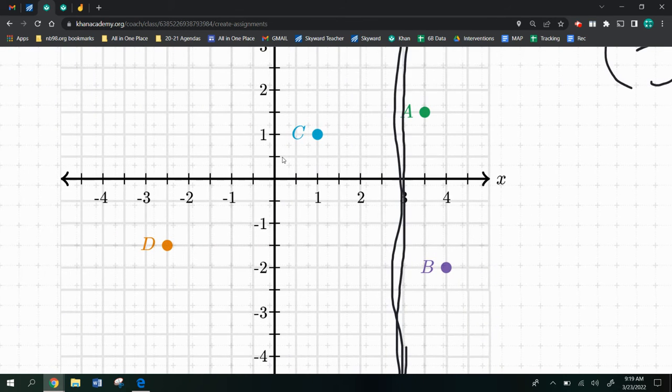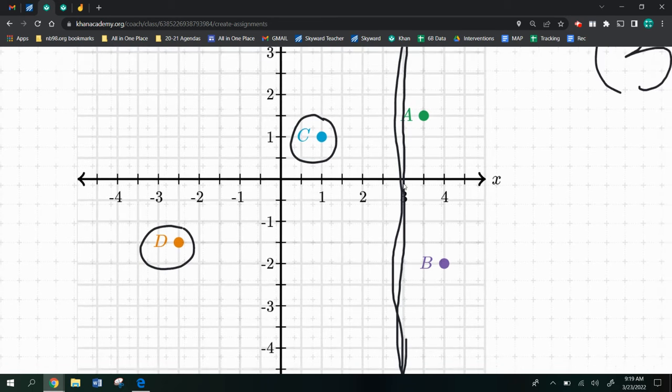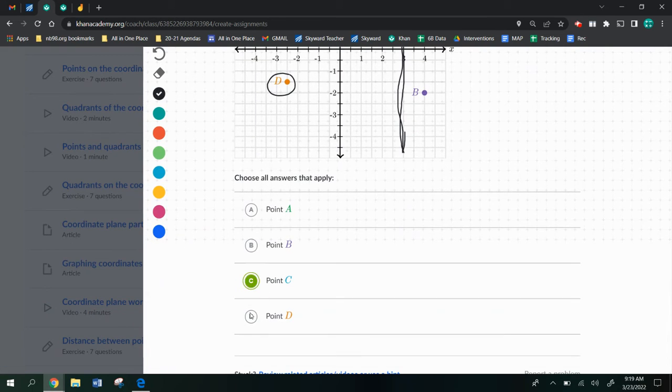So points where x is less than 3, well, this is just a number line. Let's say you didn't even see the vertical number line. If x is less than 3, that means less than is to the left. Which points are to the left of this line that I drew? There's 2 points, D and C. Those are less than 3. So the two answers are C and D.